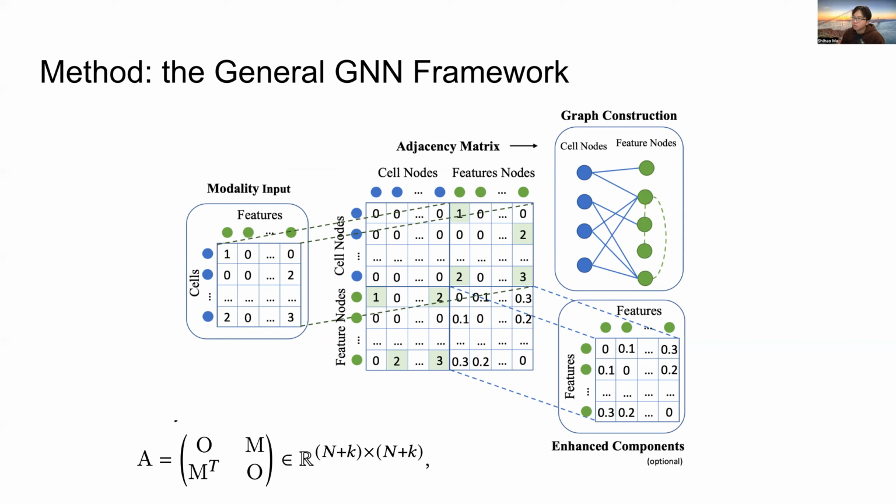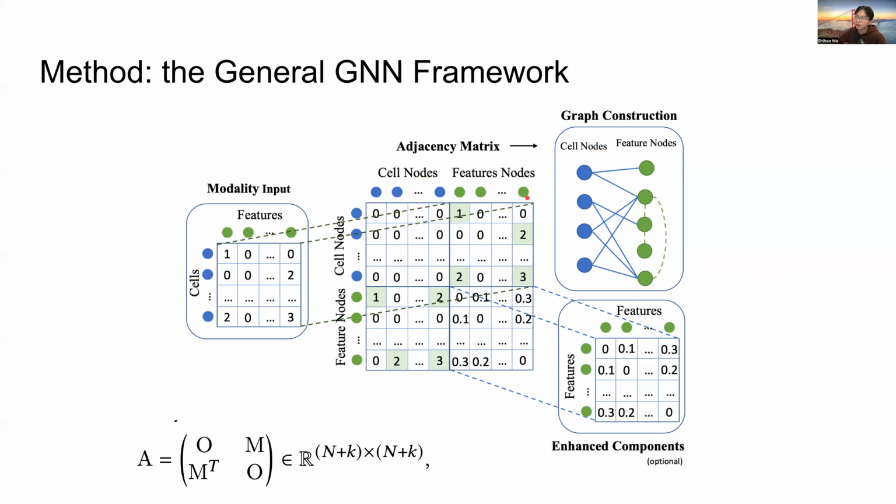Okay, so for the general GNN framework, I think this is the most novel part of this paper. For a GNN, we need the adjacency matrix, and we also need the node embeddings, right? So let's deal with the adjacency matrix first. How they construct the adjacency matrix is that they consider not only the cell-to-cell matrix, but also the cell-to-feature matrix as well.